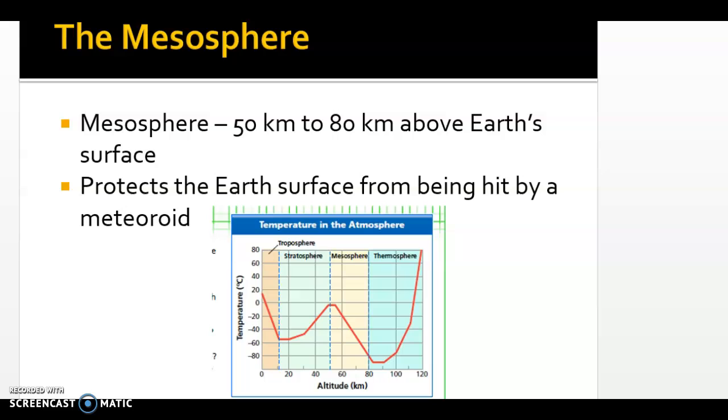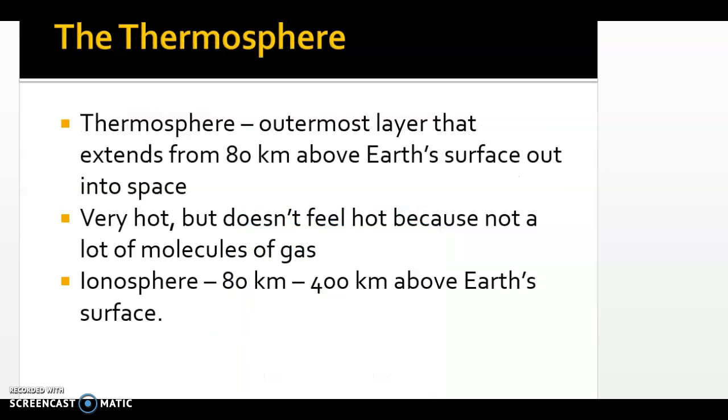So temperature increases a bit because of that ozone layer in the stratosphere, but then it starts kind of high and goes down. So it's pretty cold by the top of the mesosphere, which is about 80 kilometers above Earth's surface. Okay, so next, and the final layer here is the thermosphere.